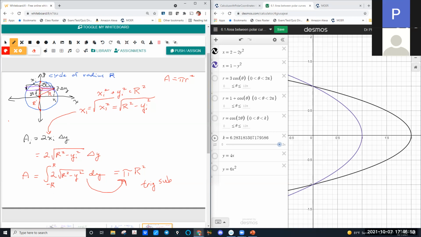But what I want you to take from this is this idea: we take a figure, we look at a slice instead of the whole figure. We figure out, okay, how do I figure out the area of that slice? Then we use a definite integral to get the area of the whole figure. That's essentially what we're doing.